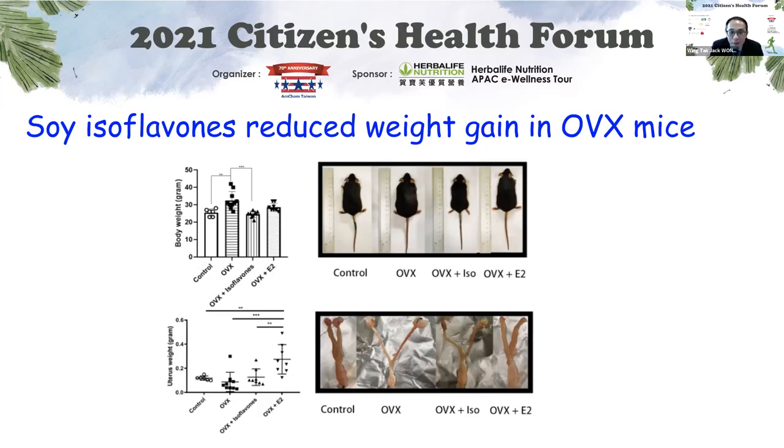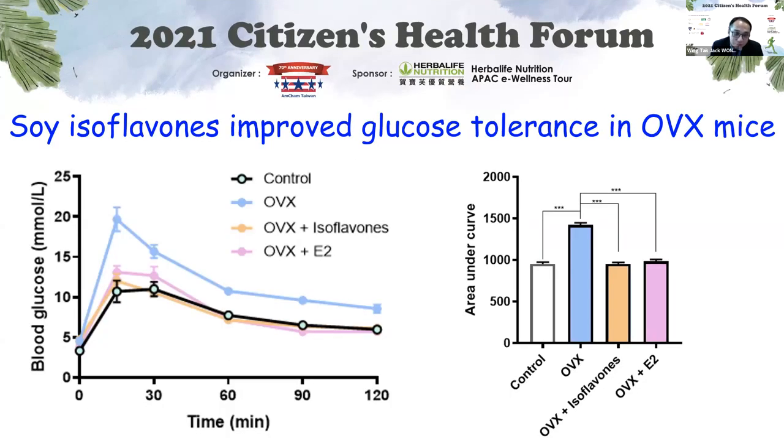The OVX procedure consistently caused estrogen depletion in female mice, resulting in a lighter uterus of OVX mice compared with that of the control counterparts. The uterus in mice receiving estradiol pellets is significantly heavier than that in mice from other groups. These data indicate that soy isoflavones can counteract the weight gain observed in OVX mice.